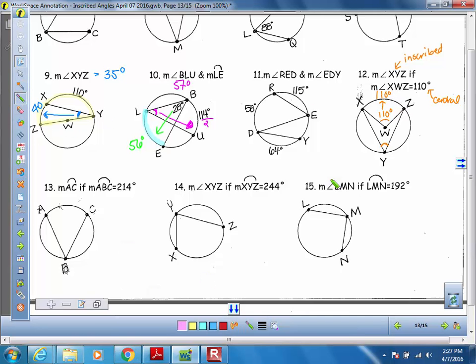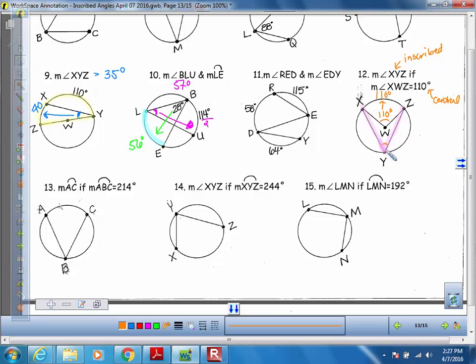Now, if I'm looking at this inscribed angle, doesn't it go to the same arc measure? So how could I find this inscribed angle right here? You take 110, divide it by 2, because remember our inscribed angle is half of the arc it's across from, and that would give us 55 degrees. Any questions so far?